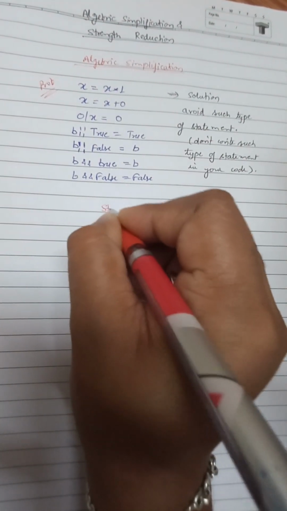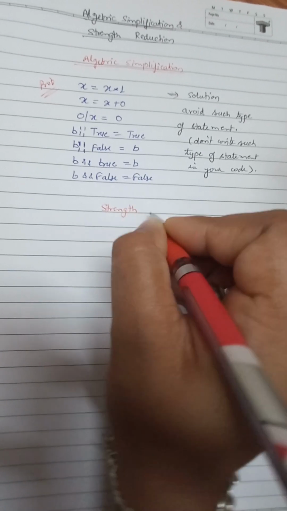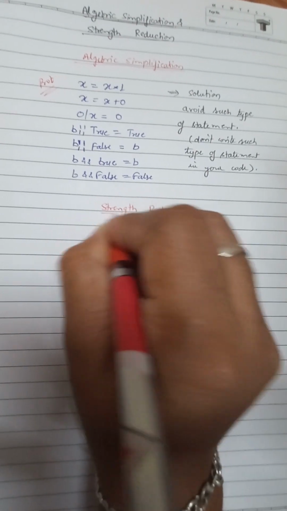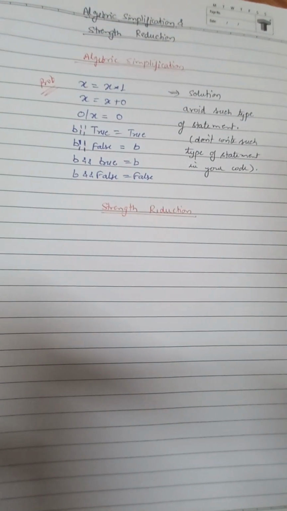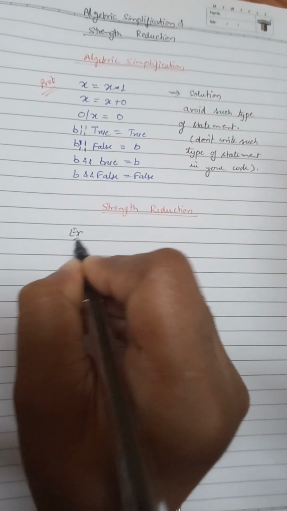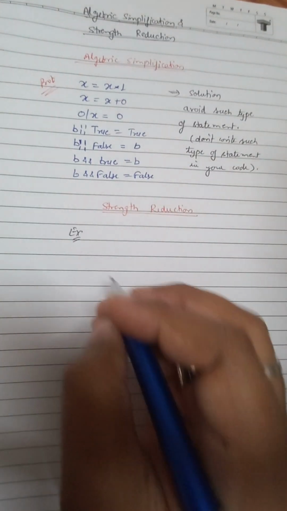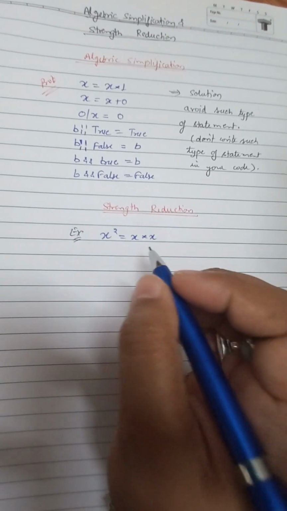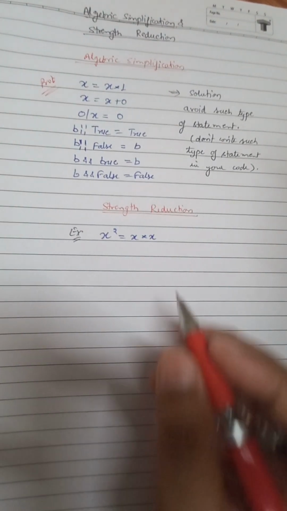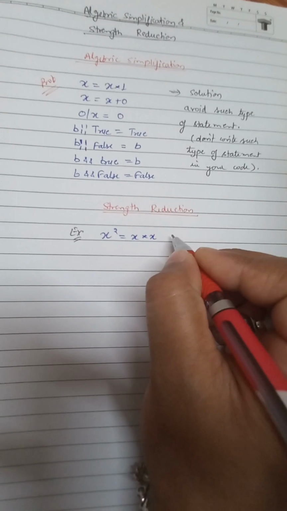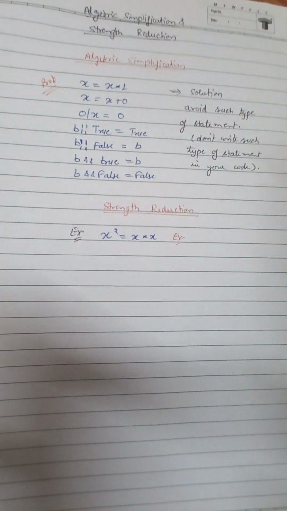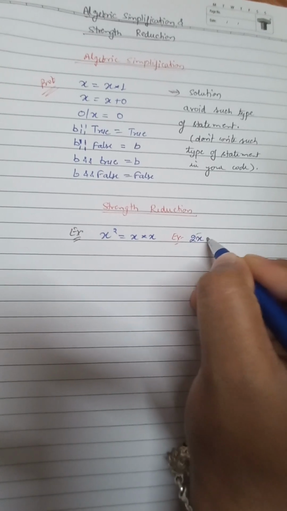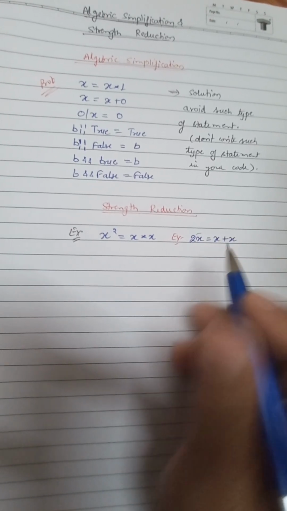Now come to the next thing. What is strength reduction? What is the meaning of that? I am taking one example; with the help of an example, we will understand. Suppose I am writing x = x * x, right? This is one example. And suppose I am writing 2x = x + x, right? These are two examples.